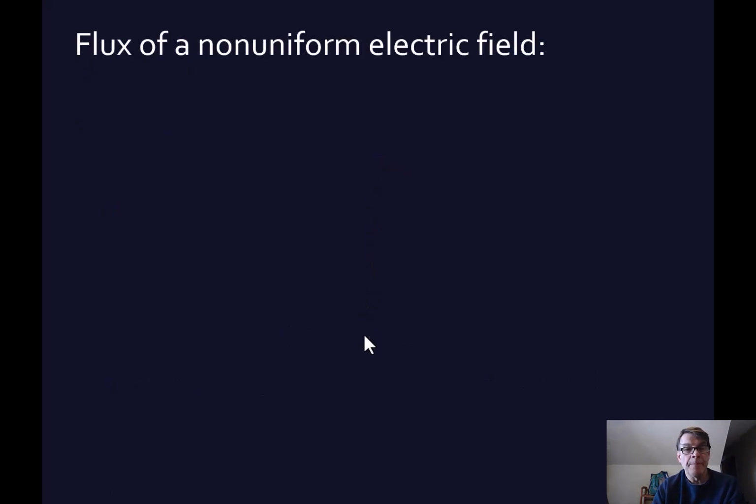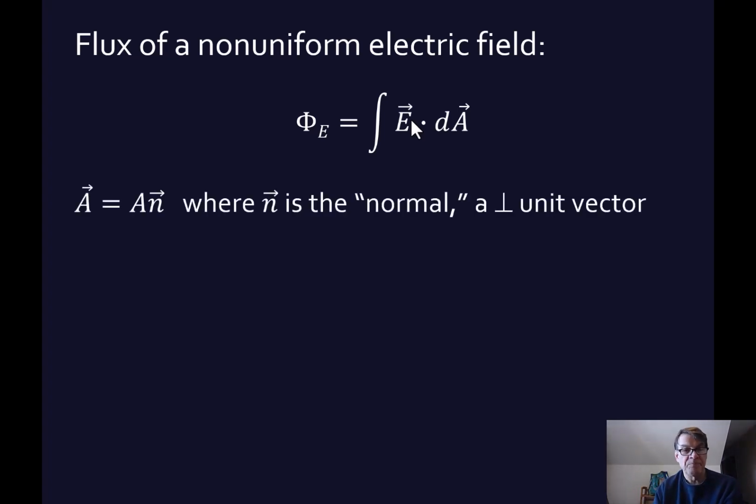Okay, so what if it's a variable electric field? Well, then we're going to use integral calculus. And we're going to say that for every infinitesimal bit of area, d vector A, dot product the electric field, the integral of all that, you add up all the little areas, this area, this area, this area, that's going to equal the flux.